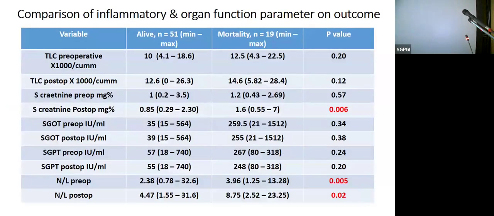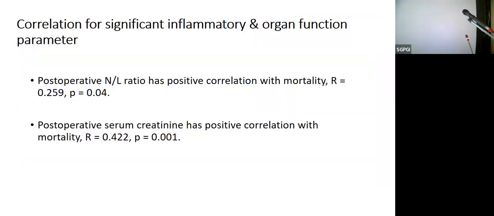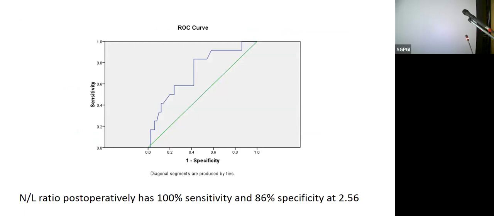So for this significance, we have to bring a correlation. When I correlated, post-op NL ratio had a positive correlation with mortality, as well as post-op creatinine having a positive correlation with mortality. And this correlation was significant. If I put a ROC curve of this, for NL ratio, with 100% sensitivity and 86% specificity, the cutoff was at NL ratio 2.56. So here it says that NL ratio directly reflects the survival or mortality of the patient after surgery.